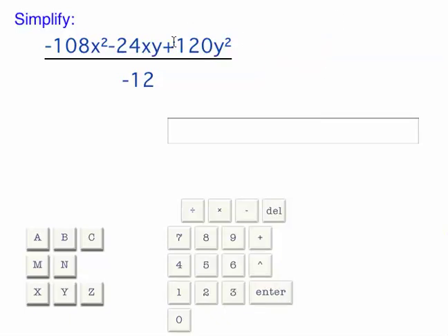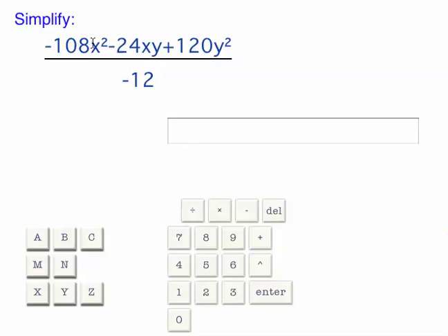All right, let's try this example. We have negative 108x squared minus 24xy plus 120y squared, and each term is being divided by negative 12. Okay, so the whole thing is being divided by negative 12, and what we're going to do is divide each term. It's like we're using the distributive law, right, but with division. So each term is getting divided by negative 12.